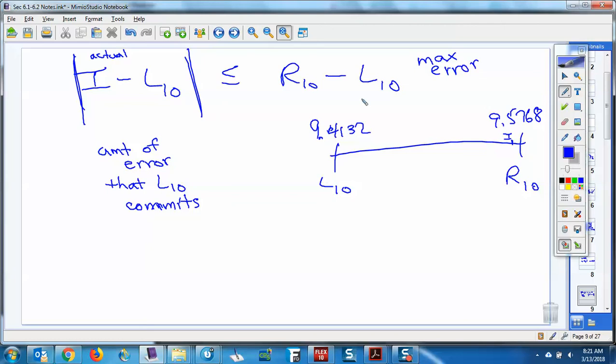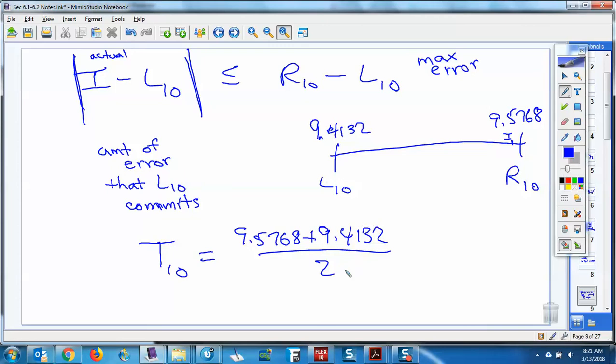Okay? Evaluate T10. So T10 is simply going to be 9.5768 plus 9.4132 divided by 2, right? Average the left and the right. T10 is an average of L10 and R10. So you calculate that, whatever that comes out to be. And then explain why I minus, and then they give a hint here, they give you that hint.